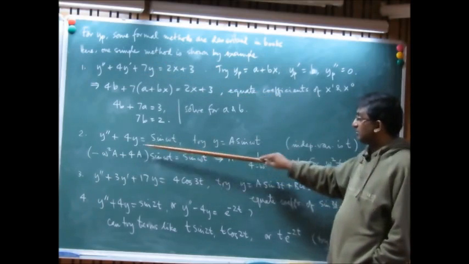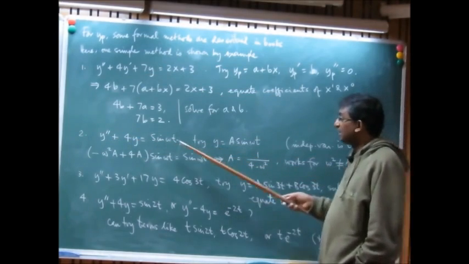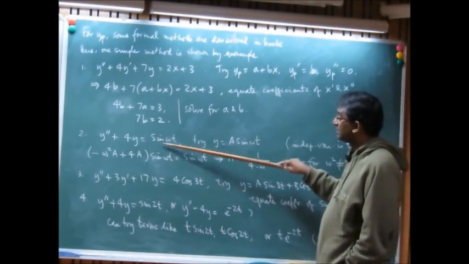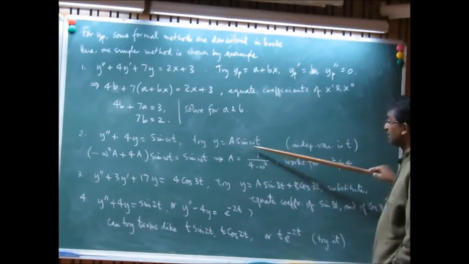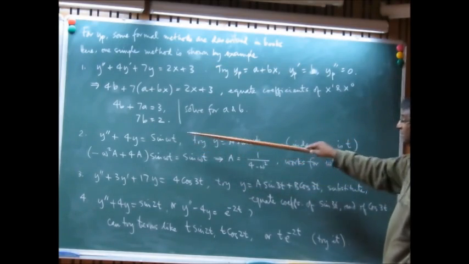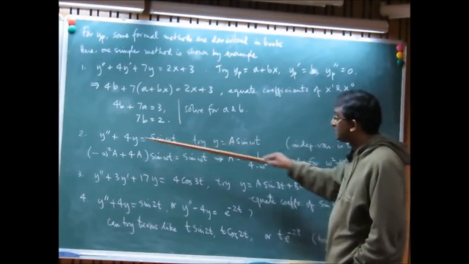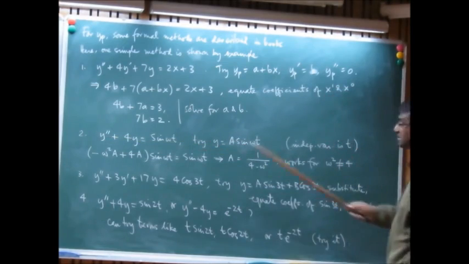Here is another example, y double prime plus 4y is sine omega t. You may recognize this as a harmonic oscillator that is forced sinusoidally. We can try y is a sine omega t, where a is a fitted parameter that we have to find to make the solution match. When we substitute it here, the second derivative, y, the independent variable is t in this problem.